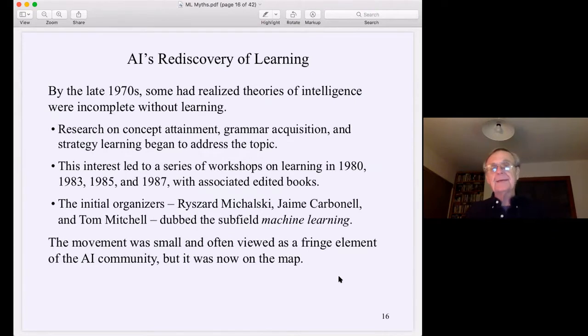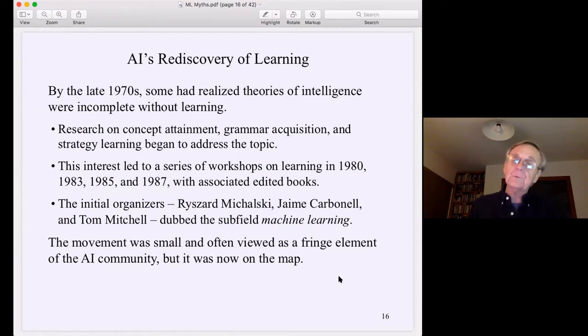But by the late 70s, there'd been a lot of progress in AI. There had been great breakthroughs in expert systems and early applications in that area. But by the late 70s, there were researchers in AI who were beginning to say, well, you know, it's really time to look at learning again, based on what we've learned in other areas. So in the 70s, you see growing amounts of work on what was then called concept attainment, called supervised concept learning, grammar acquisition, learning strategies for problem solving.